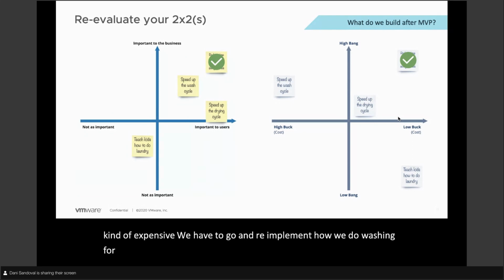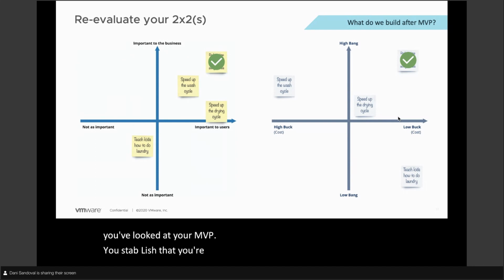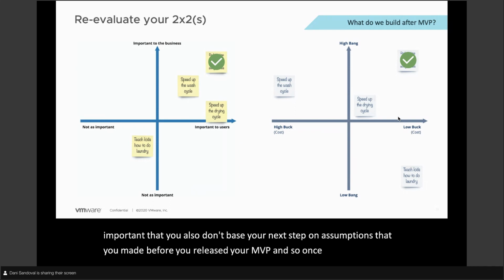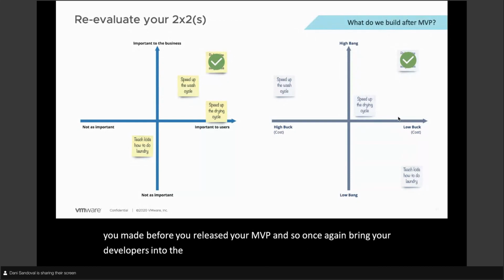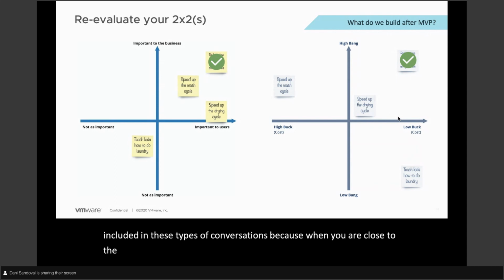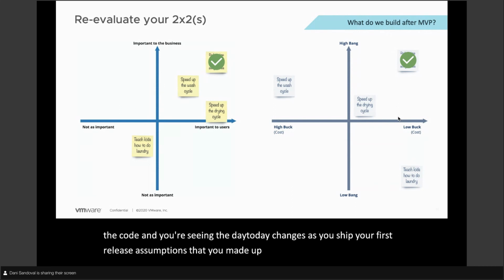Now, what's important at this point in time, when you've looked at your MVP and established that you're moving on to the next most valuable thing, is that you also don't base your next step on assumptions that you made before you released your MVP. So once again, bring your developers into the room. And if you are a developer, ask to be included in these types of conversations, because when you are close to the code and you're seeing the day-to-day changes as you ship your first release, the assumptions that you made up front may no longer be true, and vice versa.